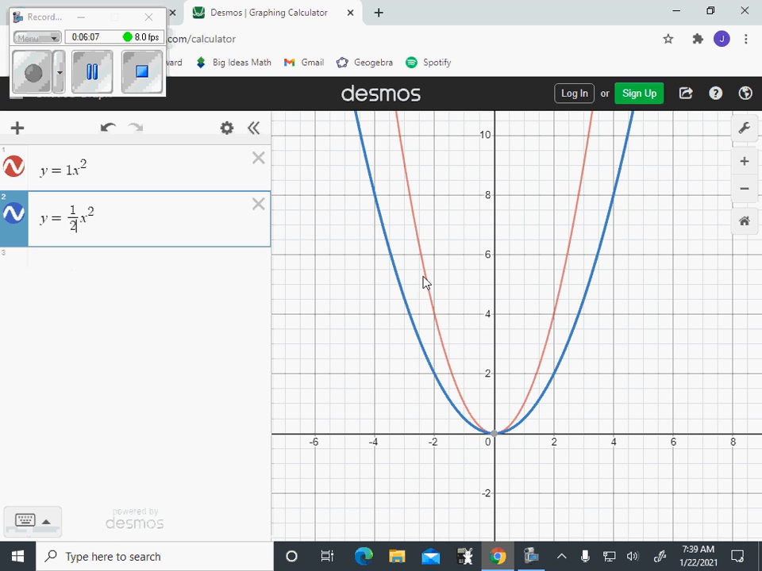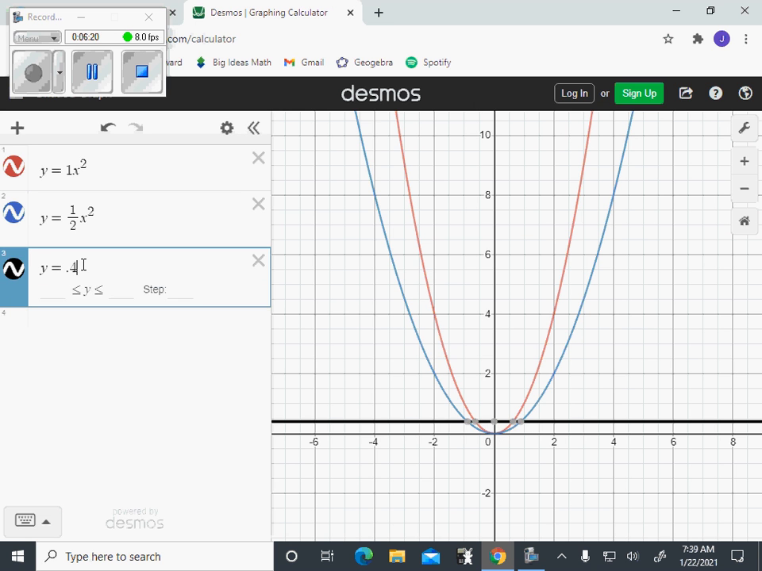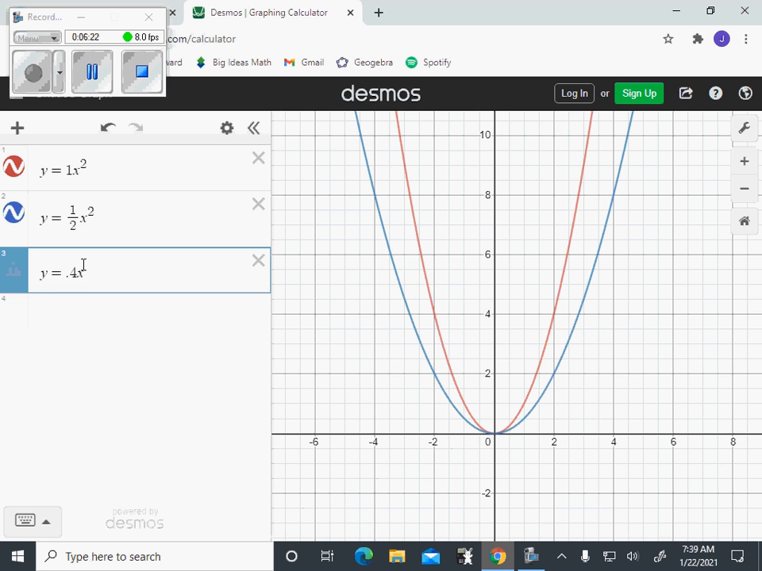So here's our original red graph. When we have a number that's smaller than 1, right here, it actually gets wider. Right? Or if I said 0.4x squared, right? 0.4 is less than 1, and it's even less than half. So it gets even wider.